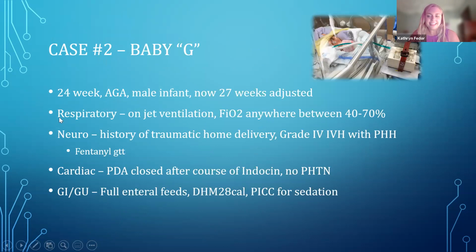Okay, so moving right along to case number 2. So this was a baby in our unit who was a 24 weeker, AGA male infant, now 27 weeks adjusted, on jet ventilation with an FiO2 anywhere between 40 and 70%. This was a baby that was quite unstable and had a history of traumatic home delivery, a grade 4 IVH, was on a fentanyl drip, had a PDA that was closed after a course of Indocin, no evidence of pulmonary hypertension, was on full enteral feeds of donor milk 28 calorie, and had a PICC just for sedation.